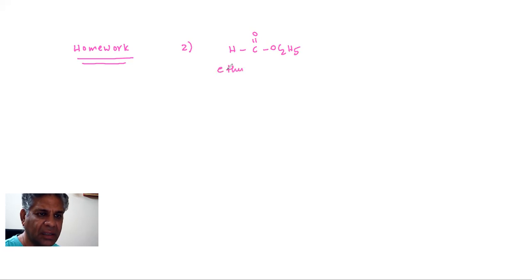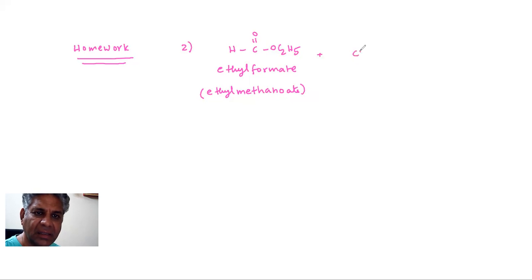Then I'll give you a homework. Now this is a homework to you. This is a homework on crossed Claisen condensation reaction. Example 2. So you take here this is ethyl formate. Ethyl formate. What is the IUPAC name of this? The IUPAC name is ethyl methanoate. Only one carbon is there, so it is called ethyl methanoate.